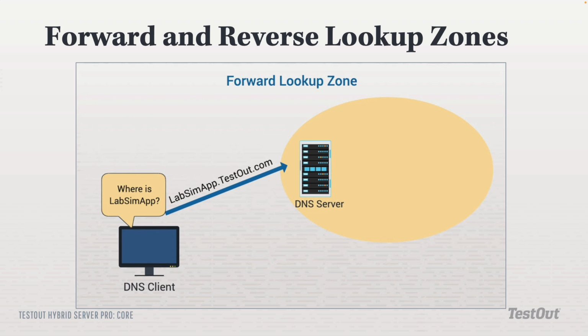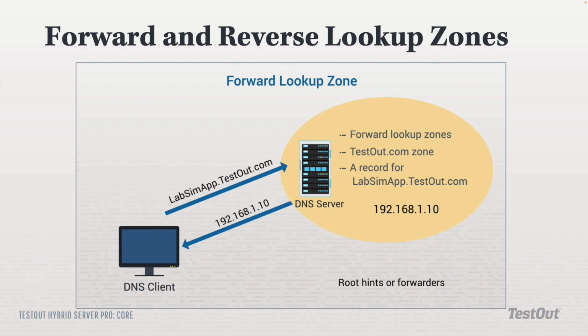We have labsimapp.testout.com, the DNS client. In this case, your computer is going to make that request: I need to find out where this goes and what the actual IP address is. From there, it'll hit the DNS server. If it's already been cached in the first hop DNS server, it's just going to spit that IP address back out. In this case, it looks in the forward lookup zone, the testout.com zone, and then finds an A record, or host record, for labsimapp. That last part, labsimapp.testout.com, is the FQDN, or fully qualified domain name.